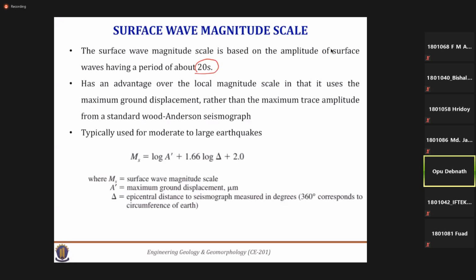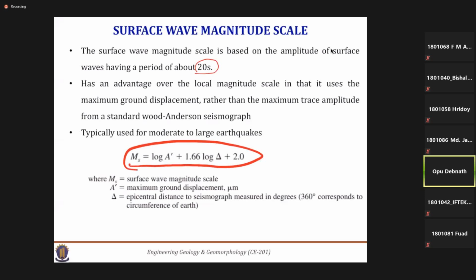This scale has an advantage over the local magnitude scale. The local scale uses the maximum trace amplitude from a standard seismogram, rather than the maximum ground displacement. This one is used for moderate to large earthquakes, and this is the typical equation, where A prime is the maximum ground displacement, and del is the epicentral distance from the seismogram.